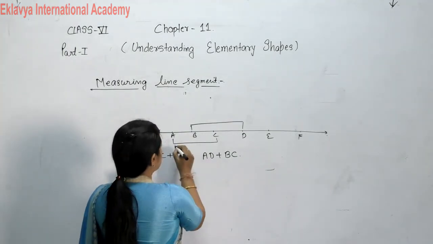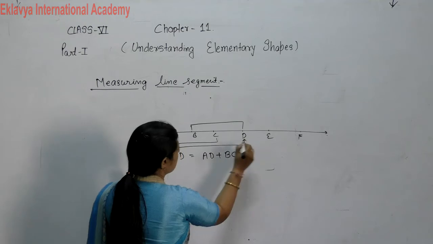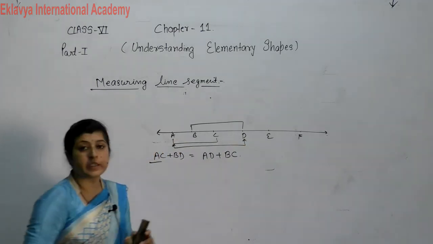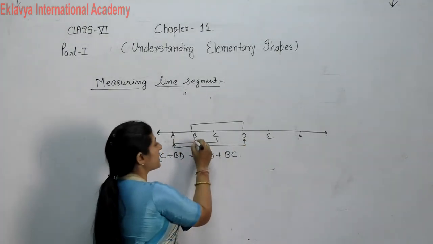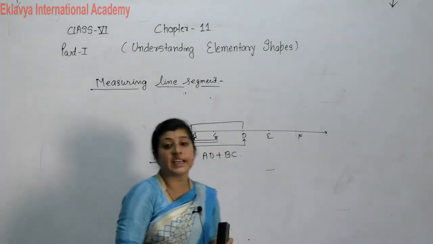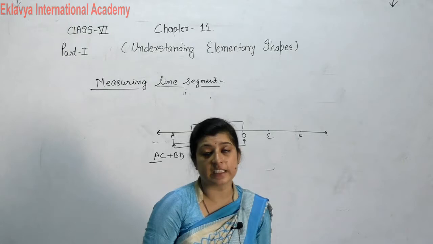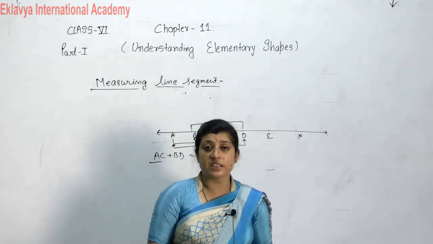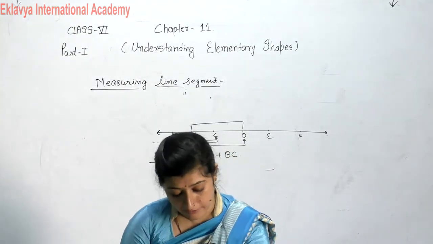Now see the right hand side. Firstly we measure the length from A to D. Then we will measure the length between B and C and add it. If the left hand side length is equal to the right hand side, then it is correct, otherwise wrong, or we can say false.